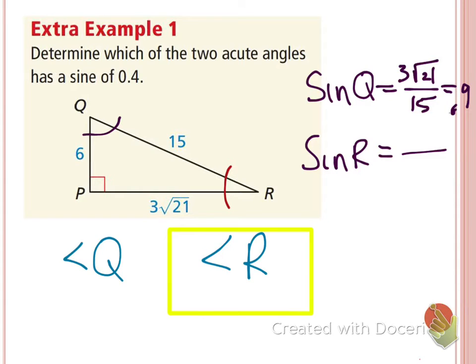Sine of R would be opposite over hypotenuse. What is opposite of R? 6 over the hypotenuse, 15. What is that as a decimal? It's 0.4. So angle R is the answer. You did have it on the last test, and you will most likely have it on the next test.